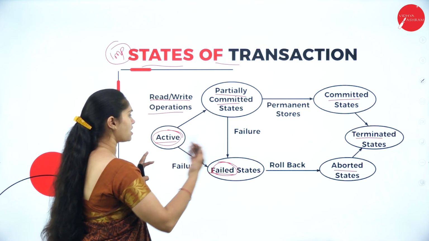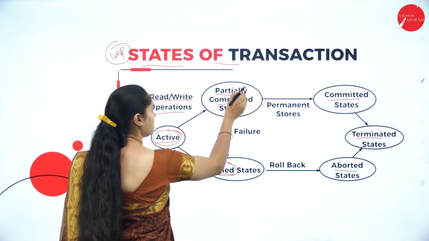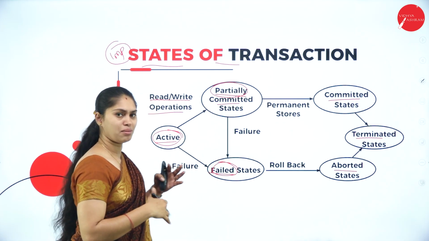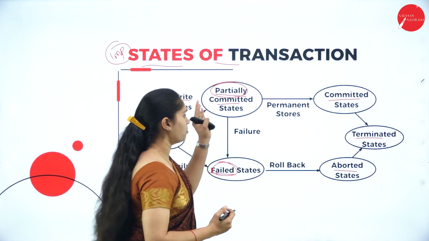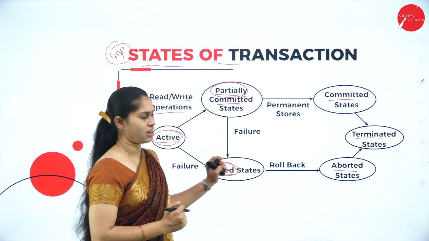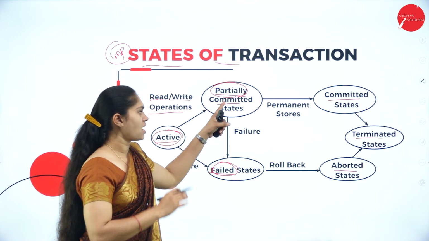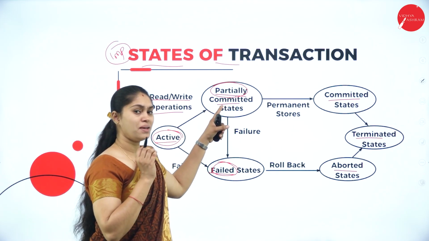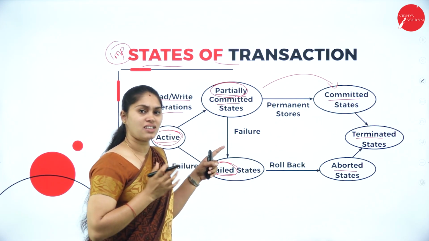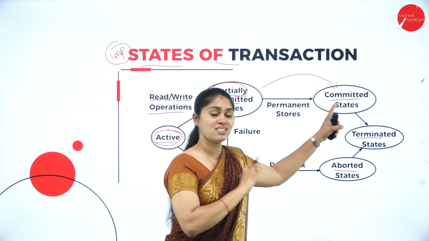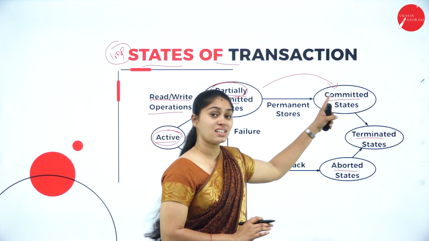After that, there is another possibility. If it is in the active state and everything is going well, then it will be in the partially committed state. That means it is at the end of a transaction, but I don't know whether it is going to be successful or a failed one. Then we call that a partially committed state. If it is permanently stored and going to be successful, then it will reach the committed state. That means the transaction takes place completely and entirely without any mistake. Then we call that a committed state.